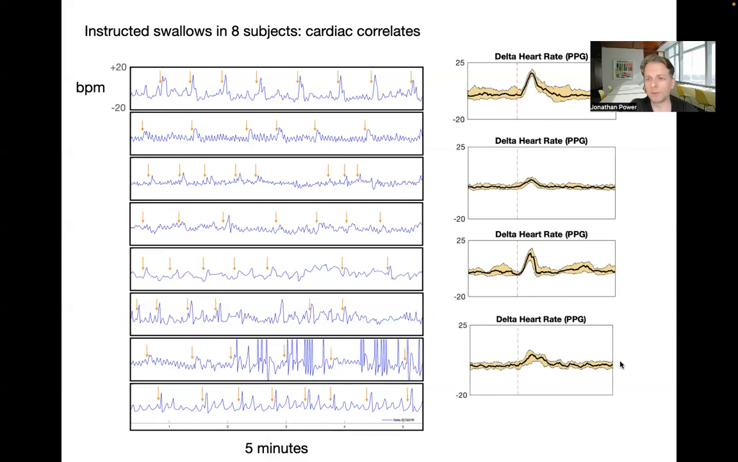I'm not going to show you, but if you ask someone to wiggle a finger, nothing happens. If you say wiggle a tongue, nothing happens. If you say get ready and then don't do anything, nothing happens. So this is specific for swallows.